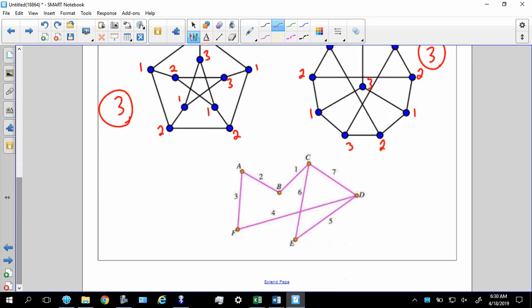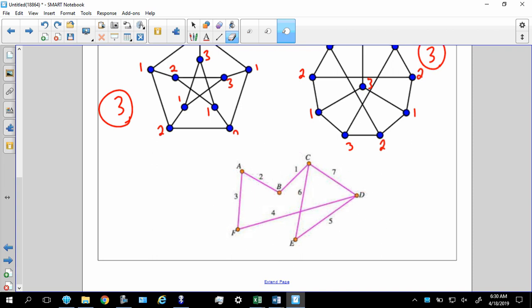Next one. Just starting at F, I'm going to make that a 1. E can be a 1. B can be a 1. A will be a 2. C will be a 2. D will have to be a 3. I'm trying to think if I can do this differently.